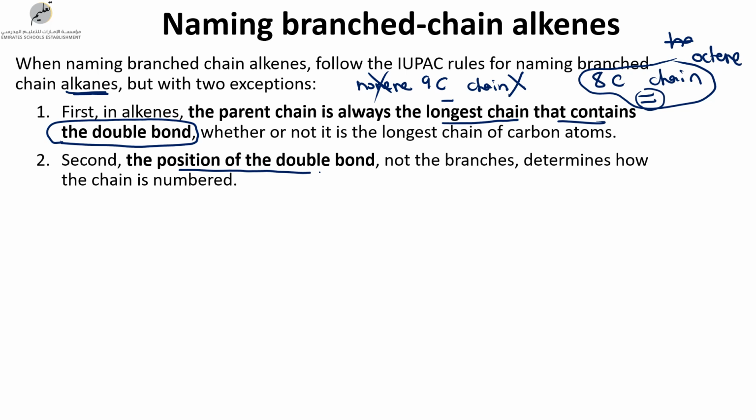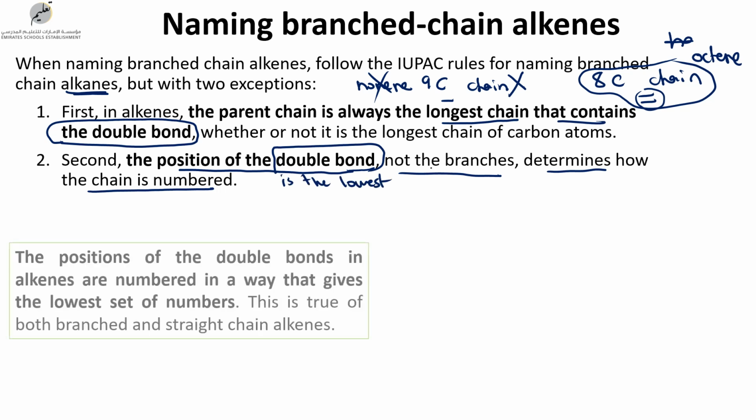The position of the double bond determines how the chain is numbered, not the branches. So you should choose the numbers so that the location of the double bond is the lowest, not the branches, okay?